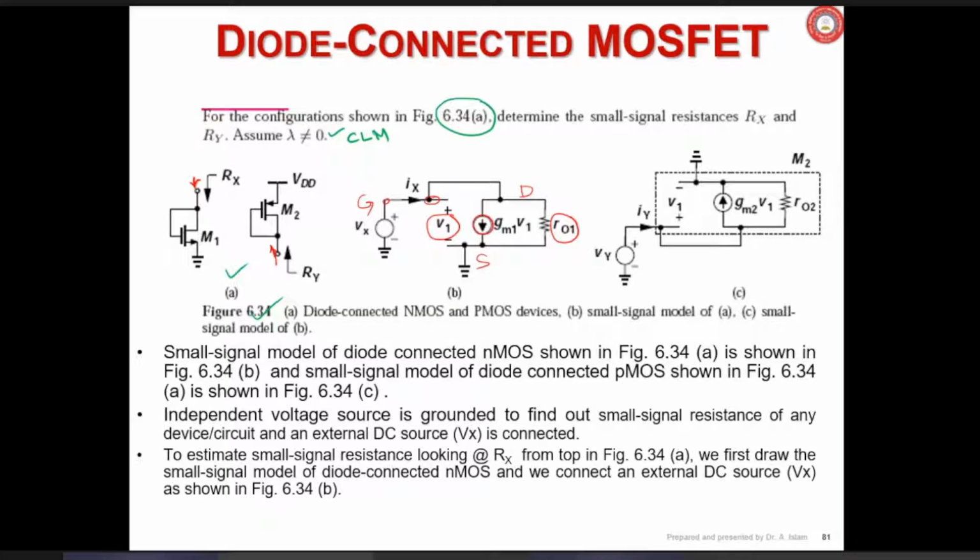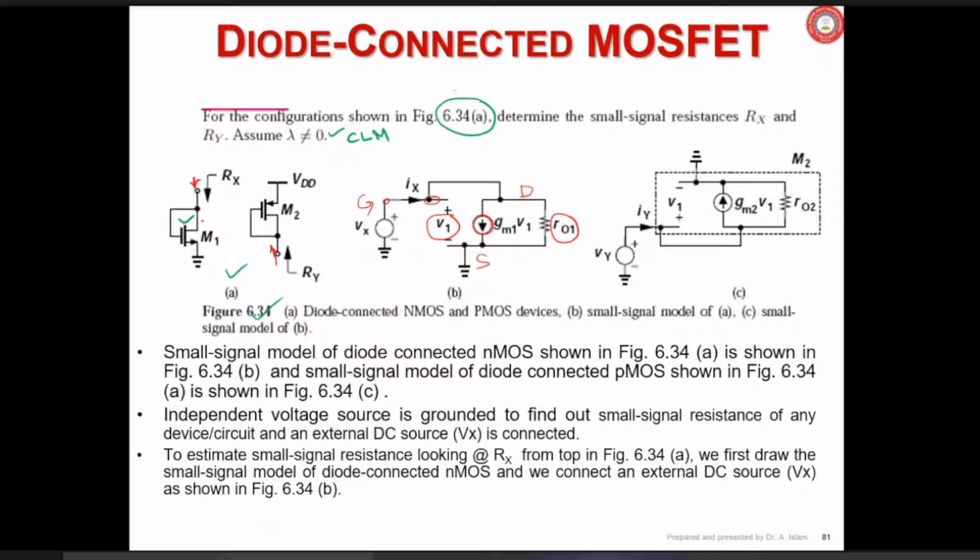Are you understanding what is lambda? CLM, channel length modulation. If CLM is not considered, then what is the current equation in the saturation region? The small signal model of a diode connected NMOS. Here it is called diode connected. When the gate and drain of a MOSFET are tied together, then it is called a diode connected MOSFET.